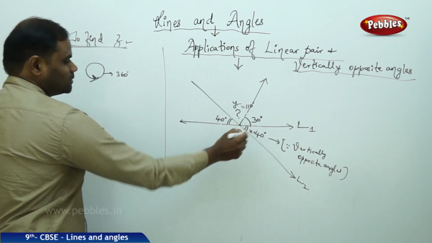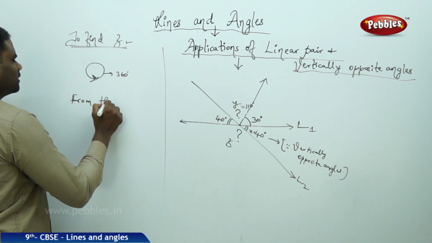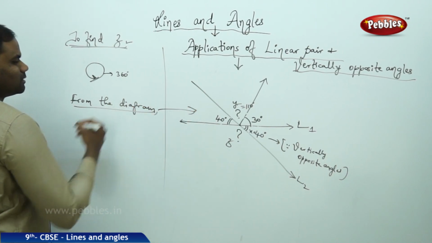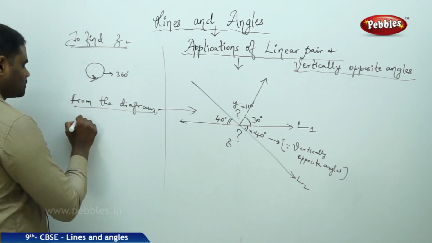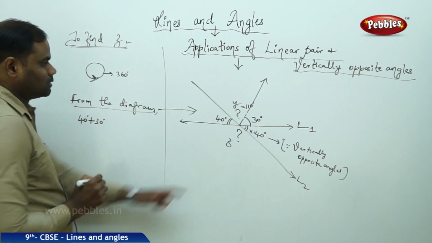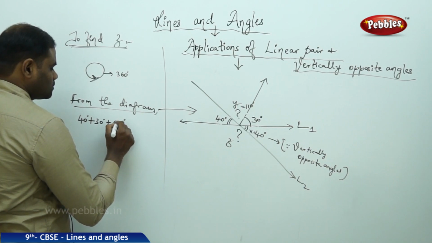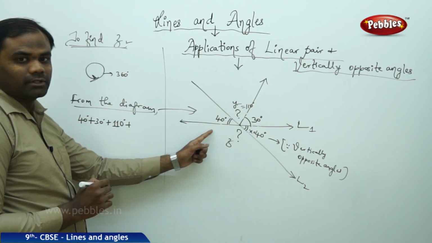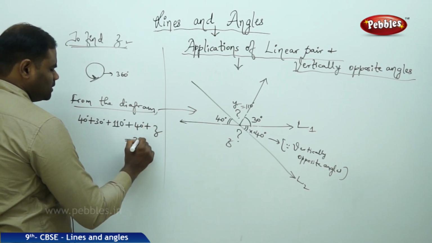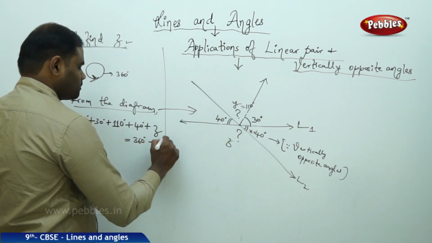That is, from the diagram, I clearly see that 40 degrees plus 30 degrees plus 110 degrees plus 40 degrees plus z must be equal to 360 degrees, is how we get it from the circle property.